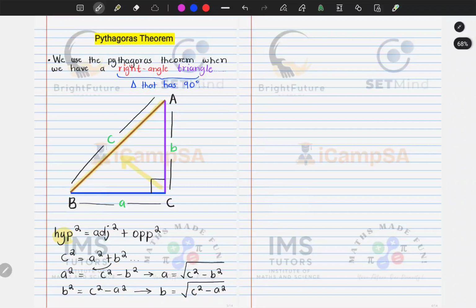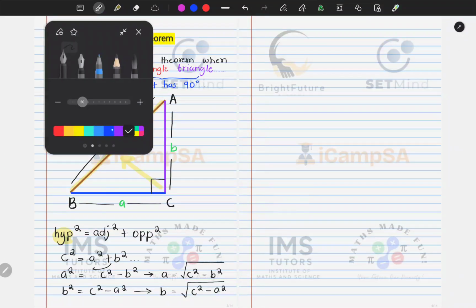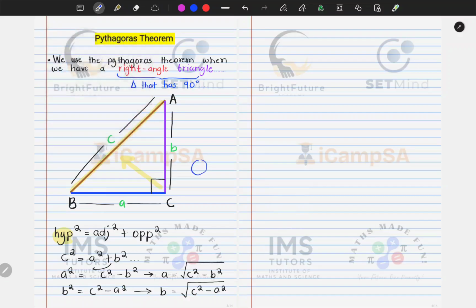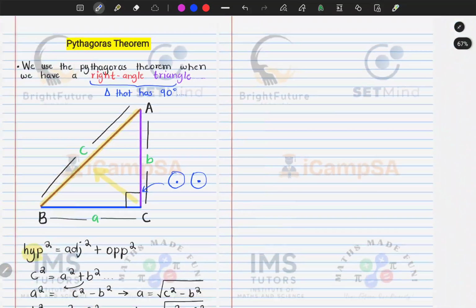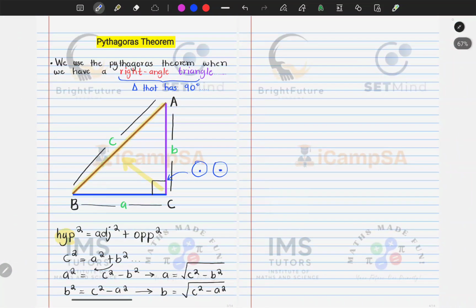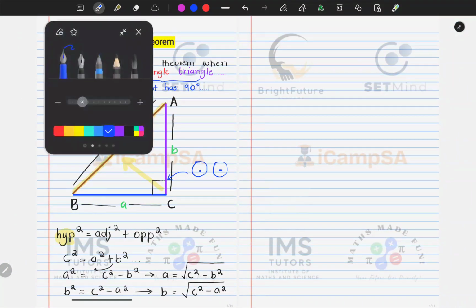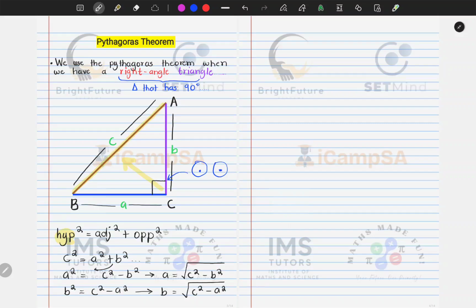So the Pythagoras theorem works when we have right angled triangles. That is what we have here. That 90 degrees there makes this a right angled triangle. So the cosine and the sine rule come in when we do not have right angled triangles. So what happens then?